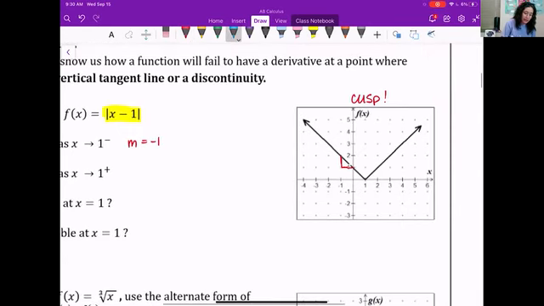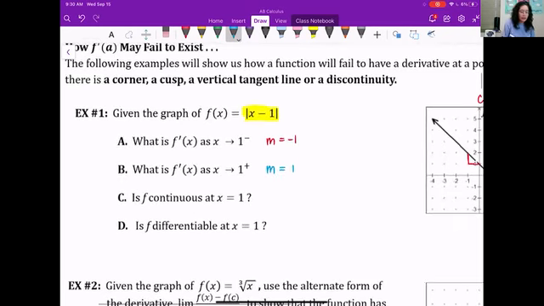Okay, and then on the right, same sort of thing, rise over run. This time I've got a slope of +1. Okay, so notice how they don't agree. A little frowny face there.